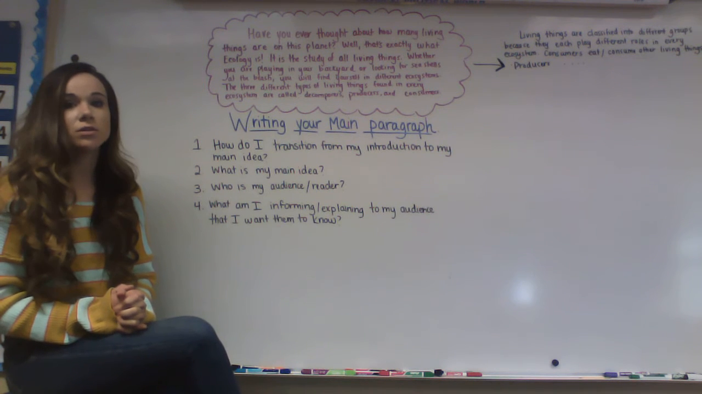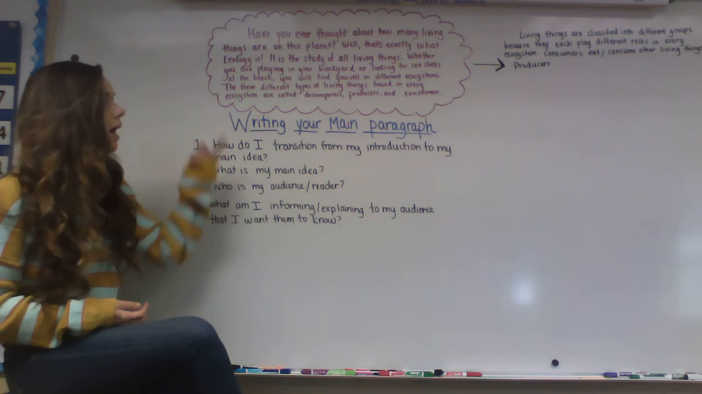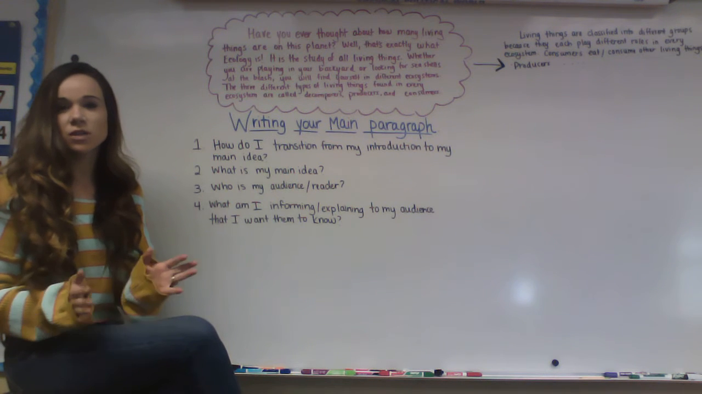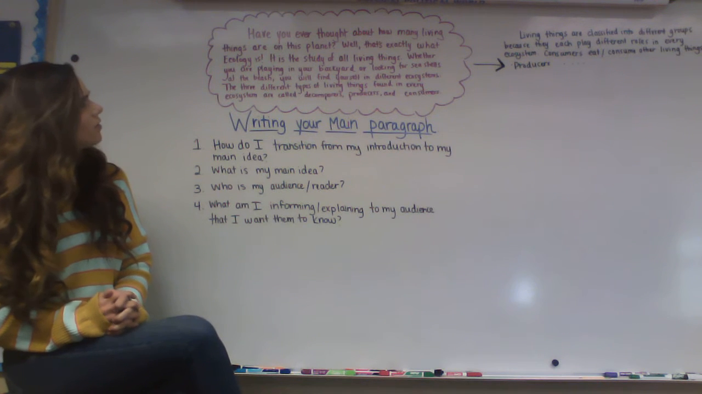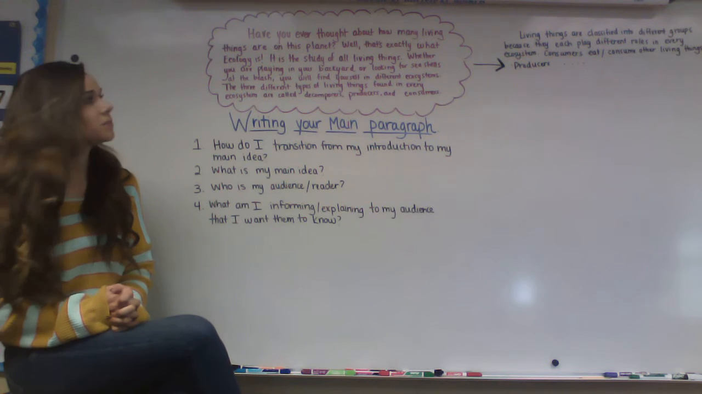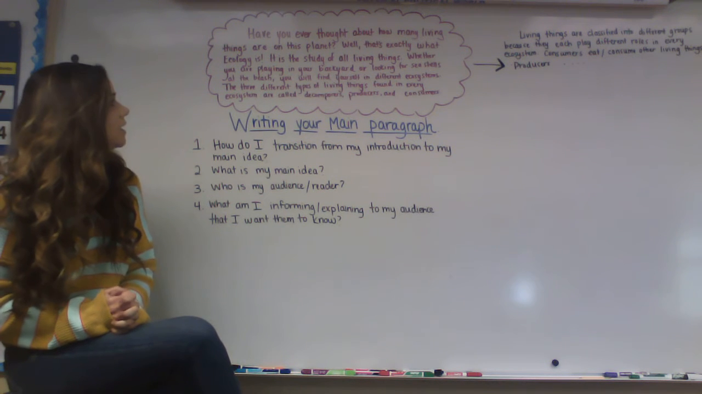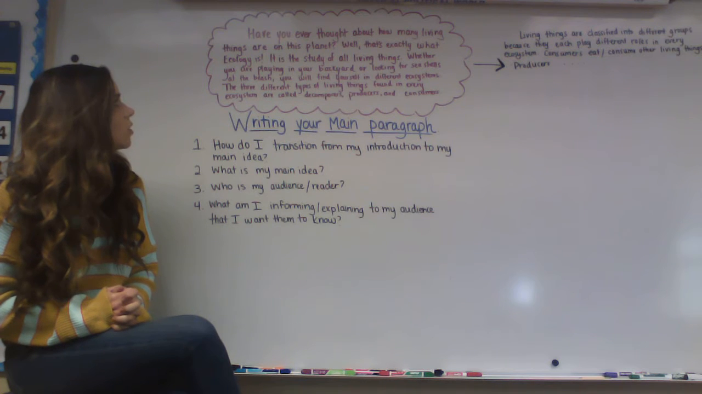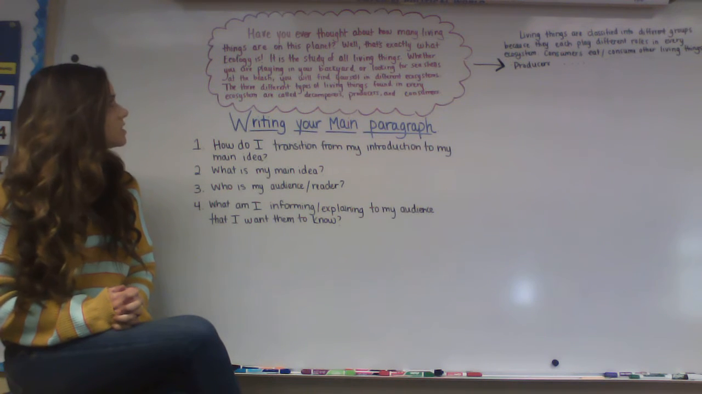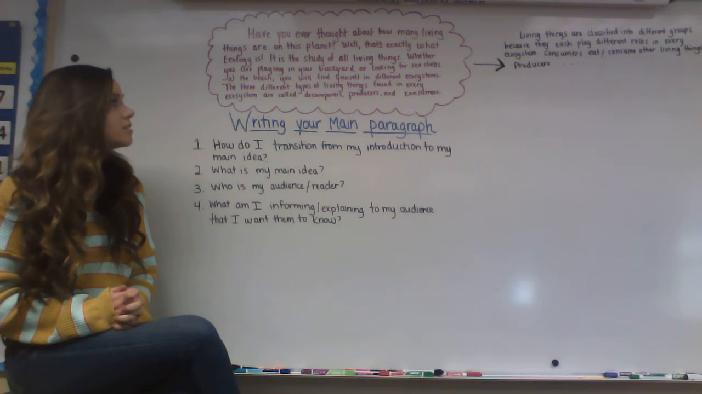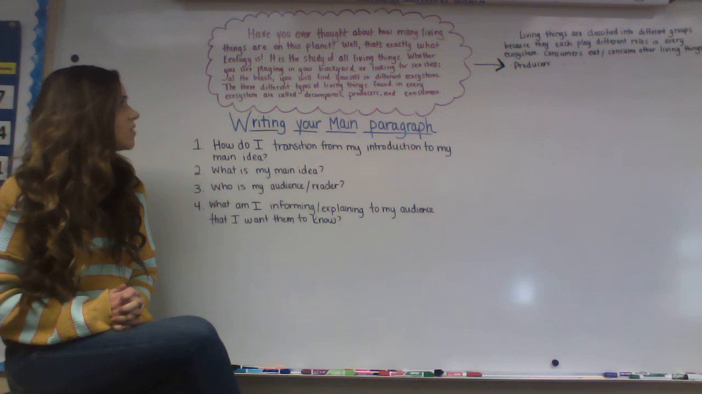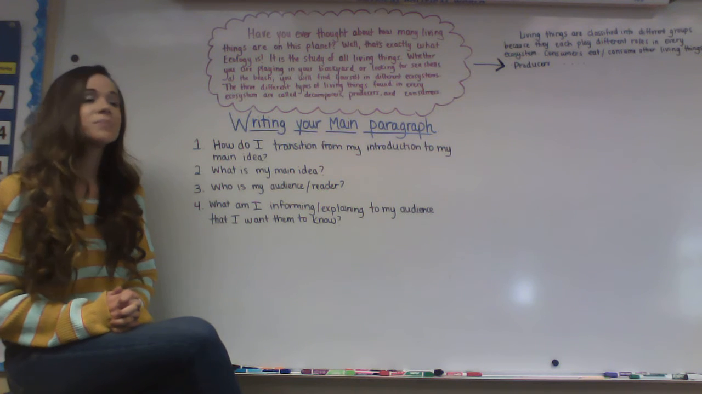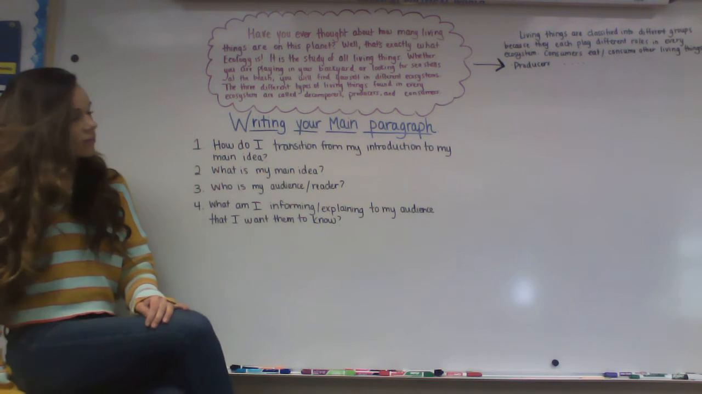So I wanted to remind you guys what I wrote for my introduction. So I have it up here on the whiteboard. So I'm just going to read it for you just to refresh your memory of what I came up with. So have you ever thought about how many living things are on this planet? Well, that's exactly what ecology is. It is the study of all living things. Whether you are playing in your backyard or looking for seashells at the beach, you will find yourself in different ecosystems. The three different types of living things found in every ecosystem are called decomposers, producers, and consumers. So that's a solid introductory paragraph.